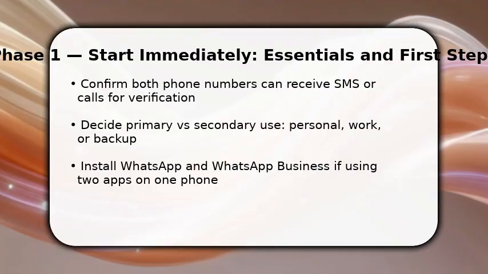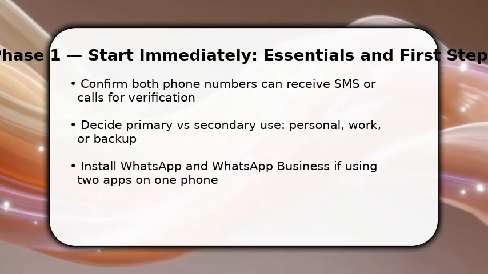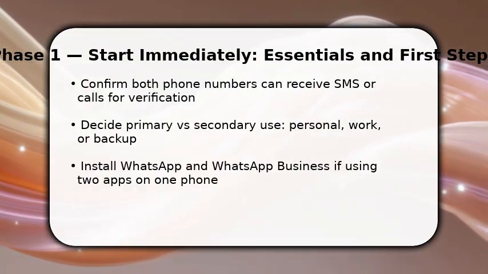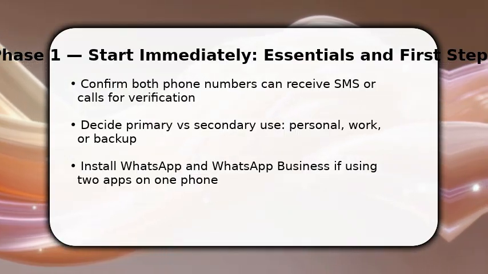You start by confirming both numbers can receive the verification code. This is crucial. Once done, decide which number will be primary versus secondary so messages stay organized.